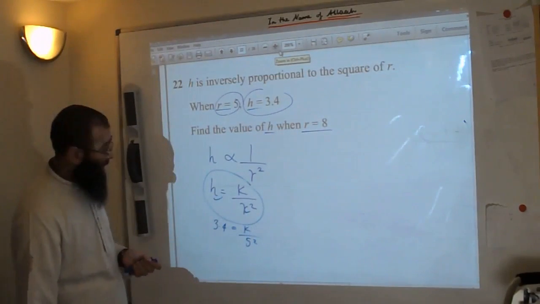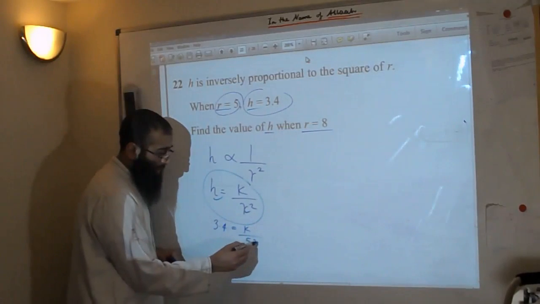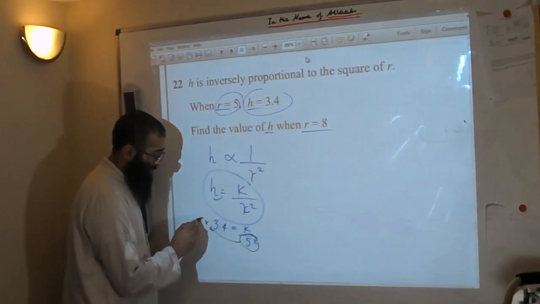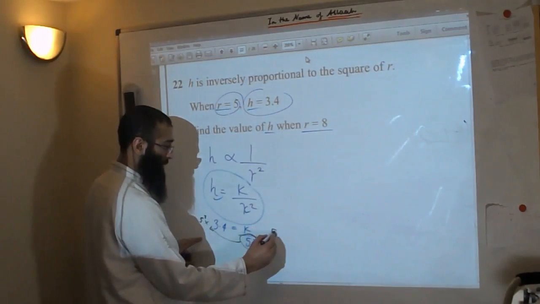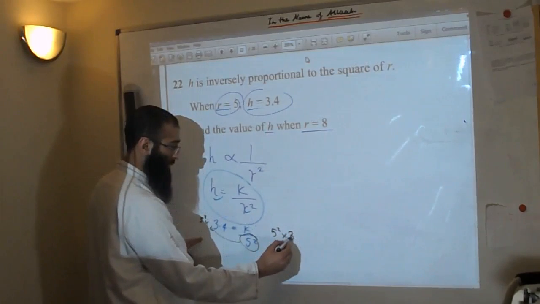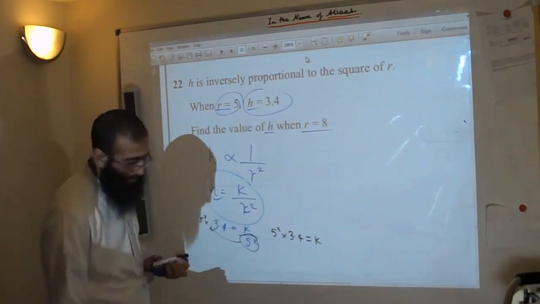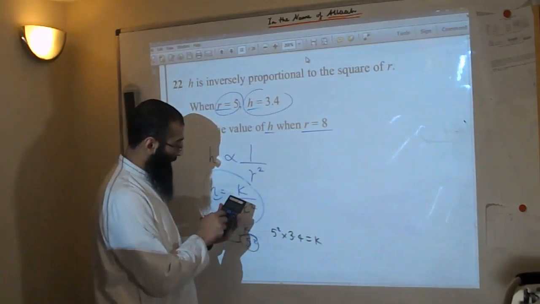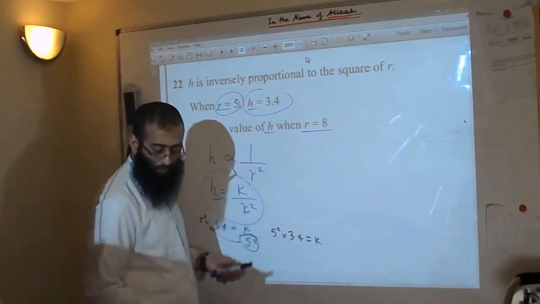Now if you want to work out the value of K, K has been divided by 5 squared, so the opposite of divided by 5 squared is times by 5 squared. So now we have 5 squared times by 3.4 equals K. So again, on the calculator, we do 5 squared times by 3.4, that gives us 85.